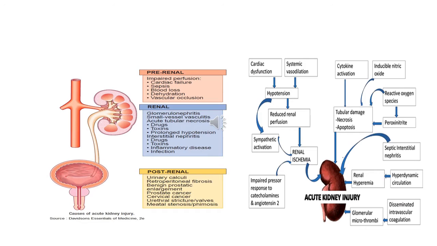In the renal area, we have structural causes. Mainly, it affects the nephron area. The nephron plays a major function in filtering. It consists of the glomerulus, then the loop of Henle and collecting tubules. So it mainly affects its function and its structure. It causes glomerular nephritis, vasculitis in the small vessels, or drug toxicity may occur. Toxins may enter and damage particular structures, along with prolonged hypotension, interstitial nephritis, inflammatory diseases and infections.